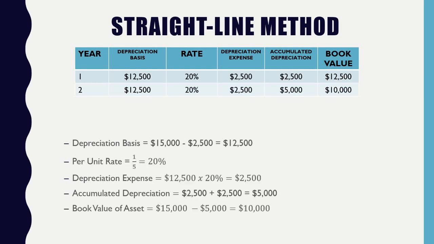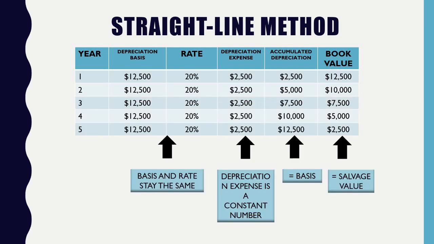What you're going to notice is year 2 is exactly identical to year 1, and the rest of the years are all going to look identical. At the end of the day, the basis and the rate stay the same, and of course, the depreciation expense also stays the same. It's a constant number. This is what it means to have it in a straight line. You're not fluctuating up and down.